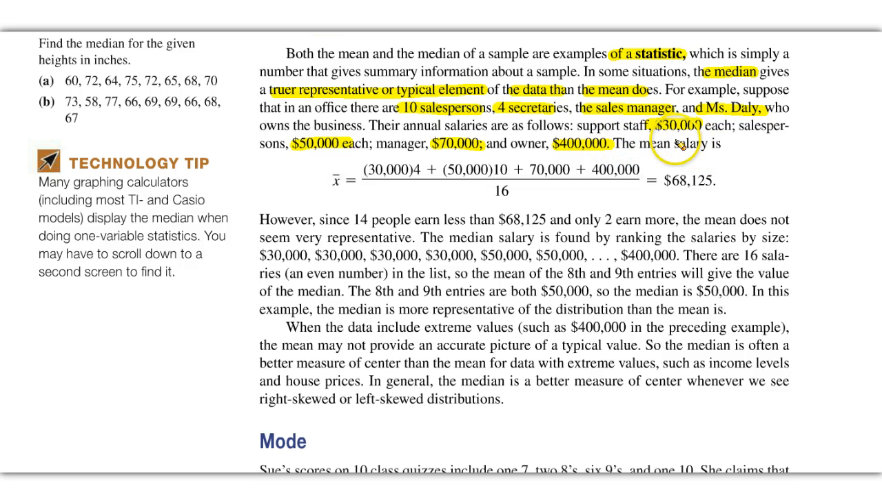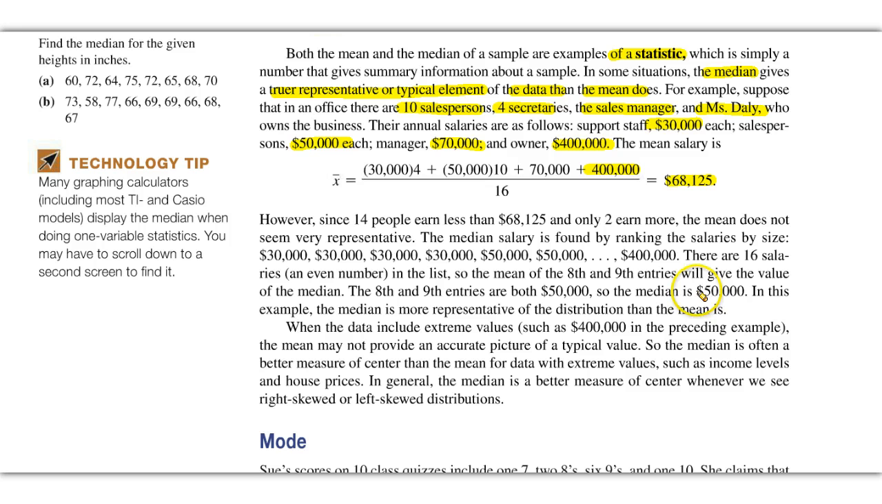So if you were to figure the mean salary, it would be this. But that's because you have, in a sense, skewed the data by including this very, very large salary of the owner. We sometimes think of this as the outlier, someone who's way outside of it. It's been skewed.